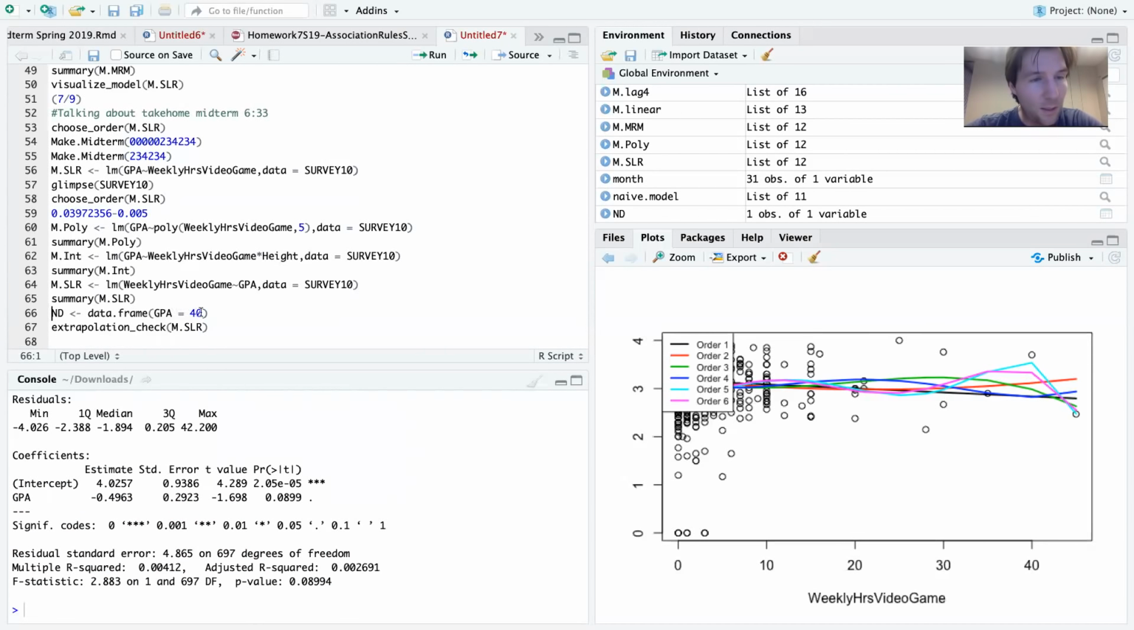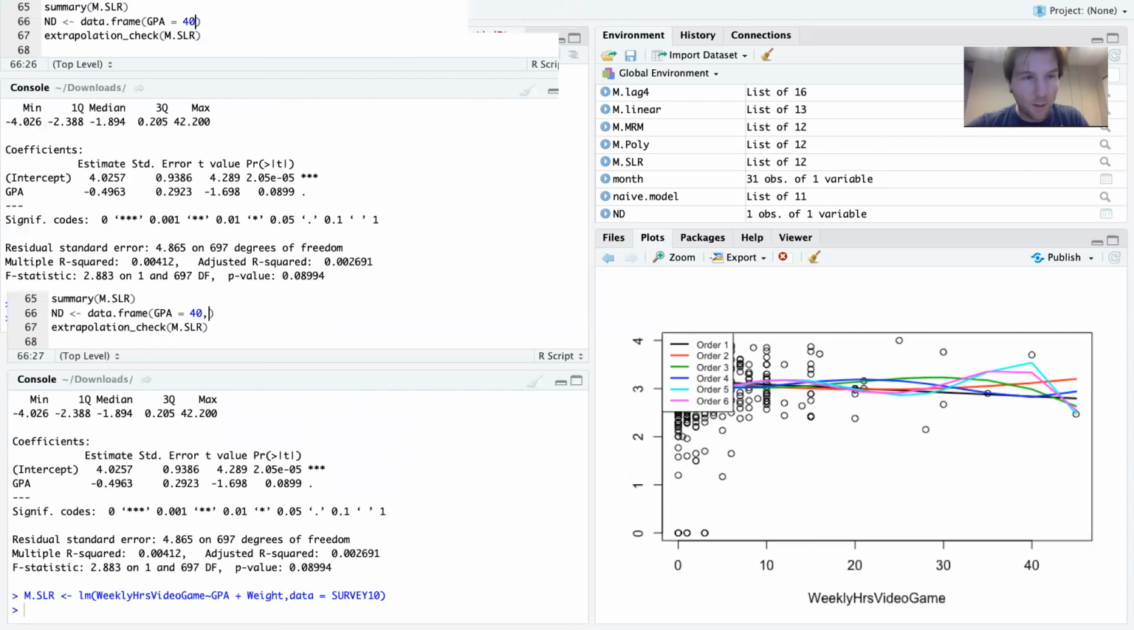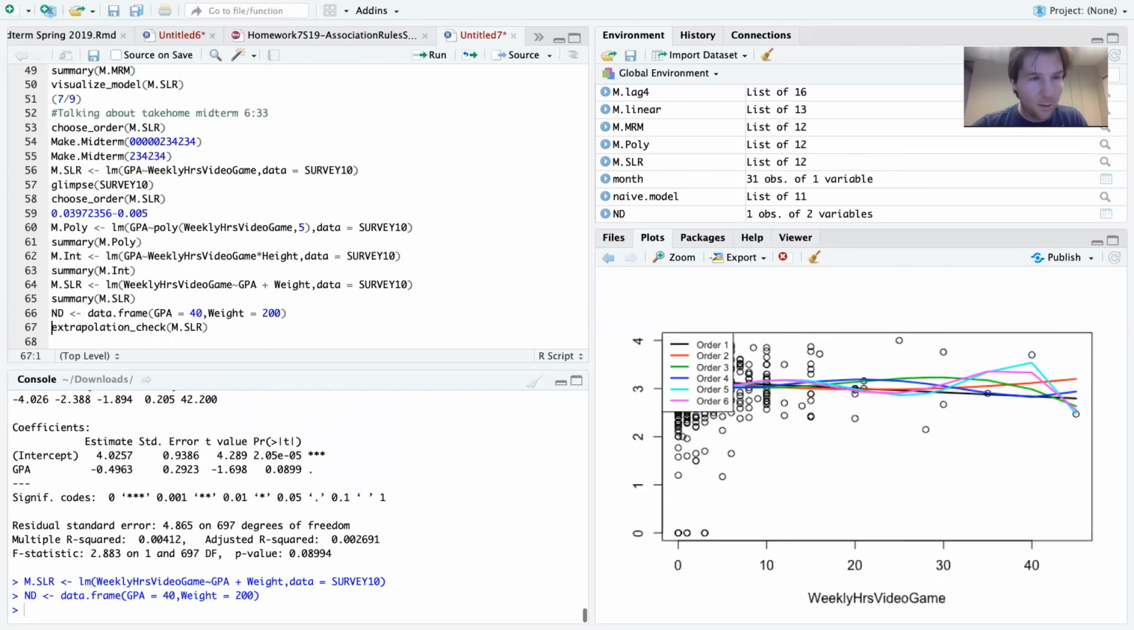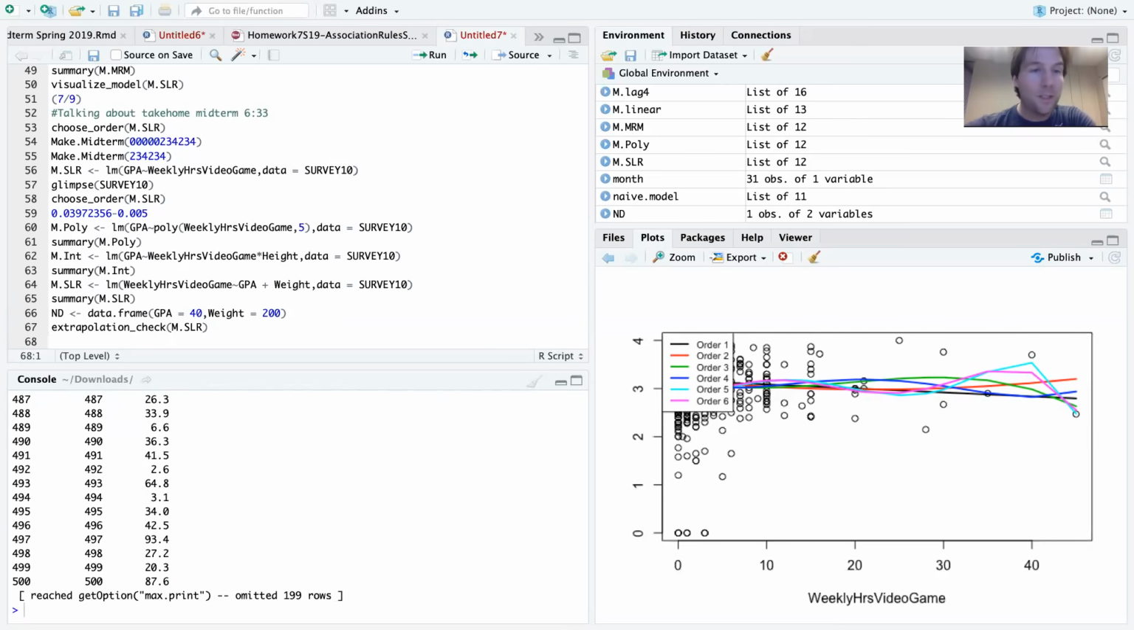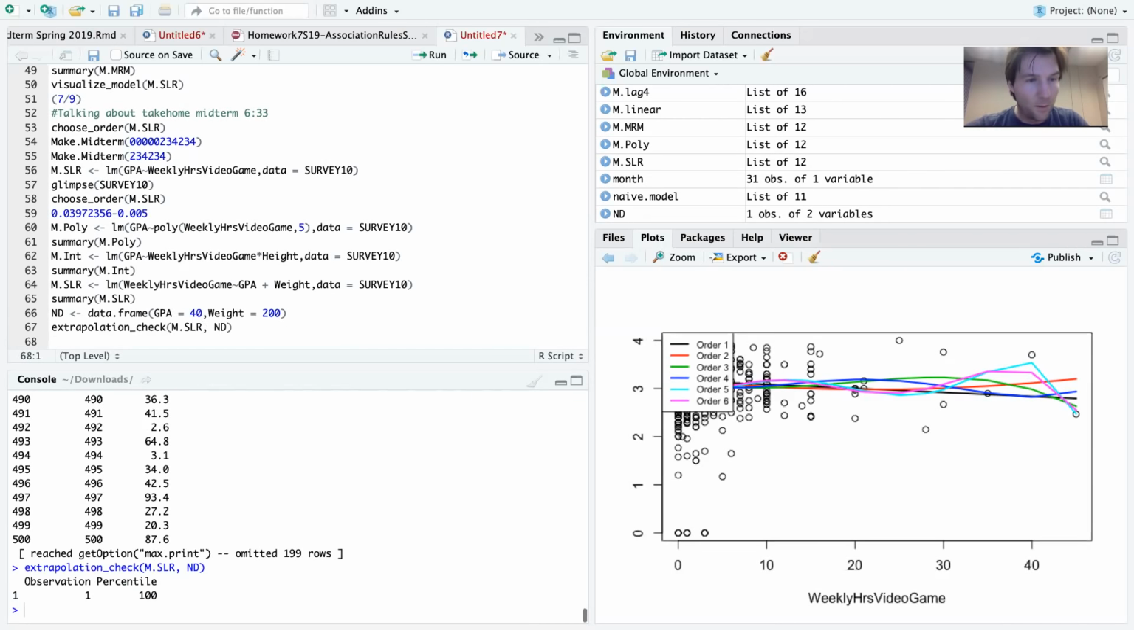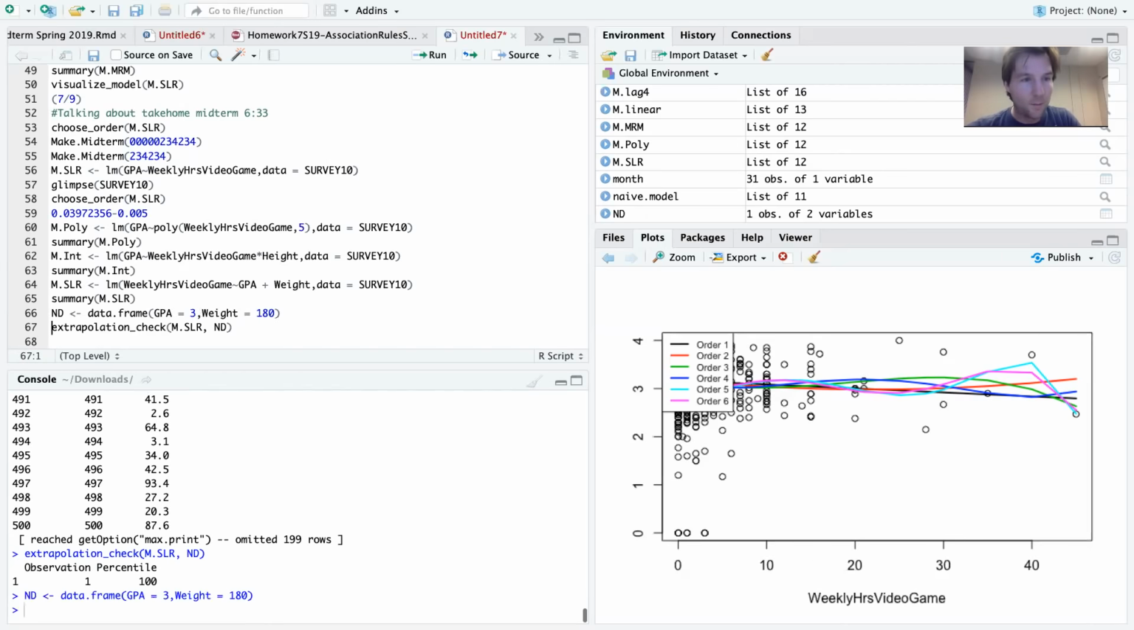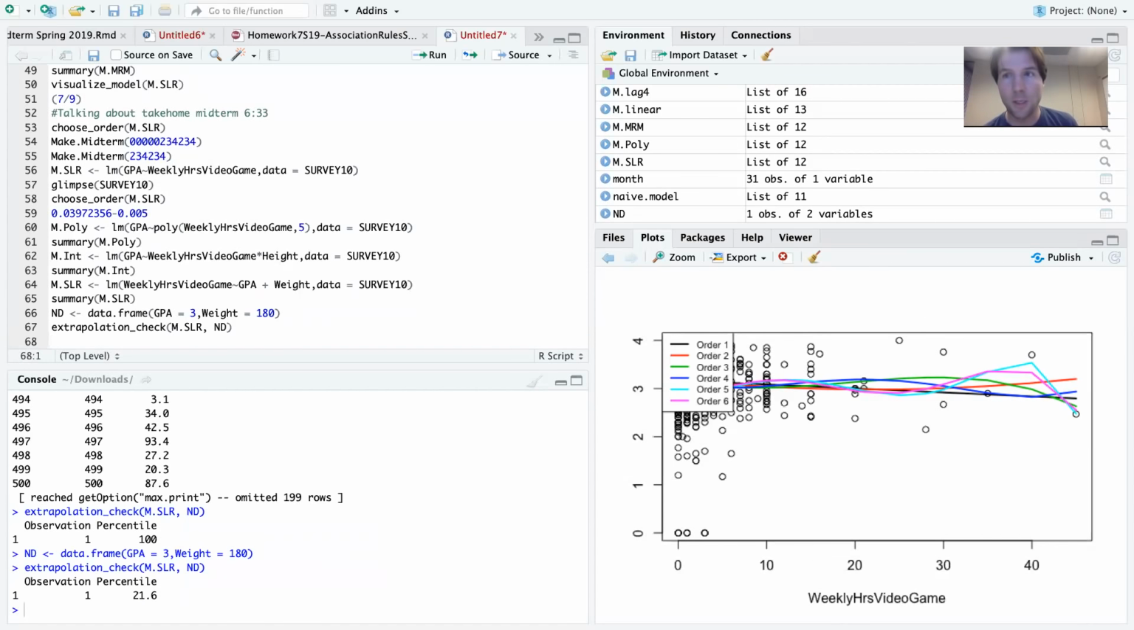GPA, and let's see here. Does the extrapolation check only work in the multiple world? Oh, I think it does. Well, that's fun. Let's do that. Weight equals 200. There we go. Well, that's using the multiple now, and it needs a multiple. So cool, and it did it. I know I'm flying, guys. I'm sorry. Cool, that's not extrapolation.